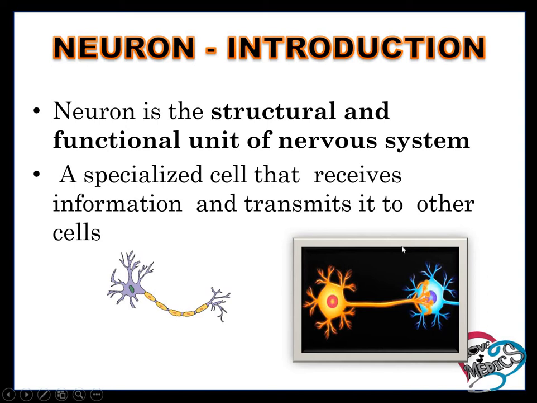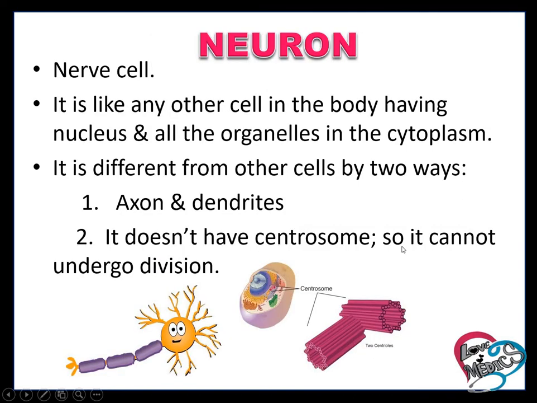These neurons help to transmit the electrical impulse from one cell to another cell. Neuron is also called nerve cells. It is like any other cells in the body, having a nucleus and all other cell organelles in the cytoplasm. Then how does it differ from other cells?